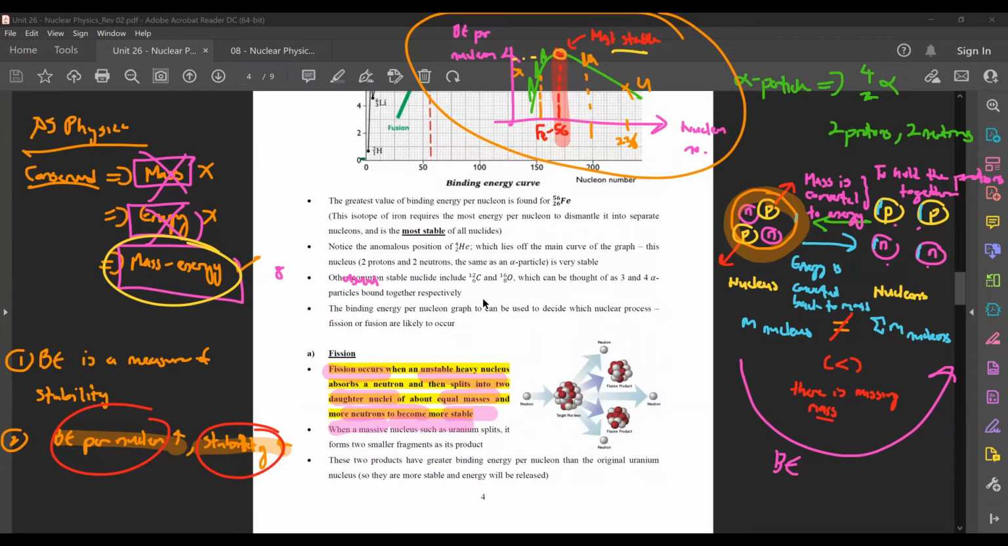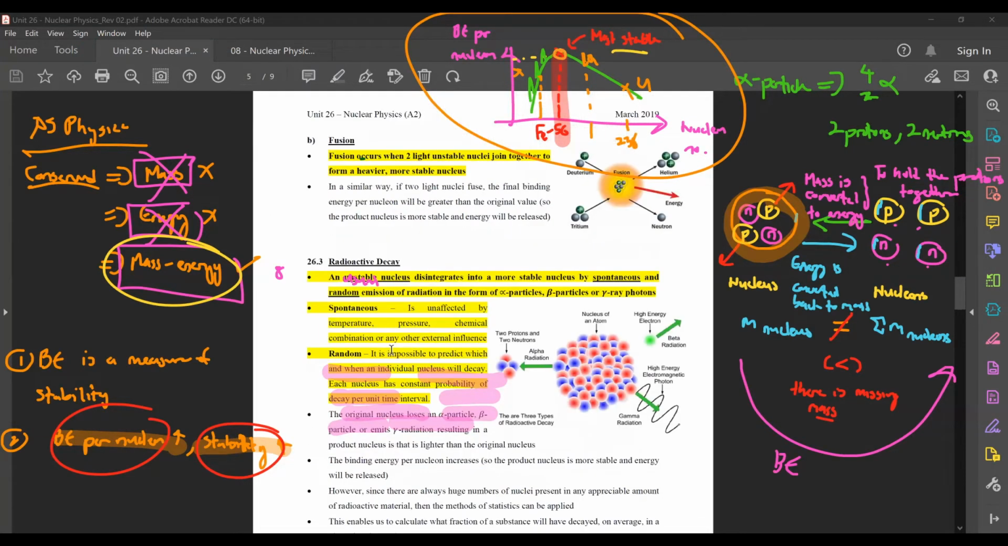And then fusion is the direct opposite of that, where for nuclear fusion, you have 2 light unstable nuclei that join together to form a heavier, more stable nucleus. It's the direct opposite of fission. Fission is a large, heavy nucleus breaking apart into 2 smaller nuclei. Fusion is when 2 light unstable nuclei join together to become a heavy, stable nucleus. So that's fission and fusion that you've learned before.